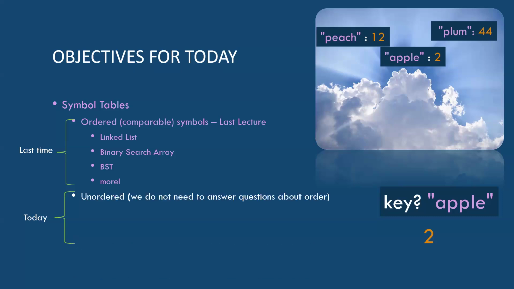Today, we're going to switch over into the unordered area. And one of the benefits of saying we don't care about pulling things out in an ordered way, ordered by key, is that we can gain a lot of speed. And hash tables are one way of actually doing that. So hash tables are a data structure for implementing unordered symbol tables.